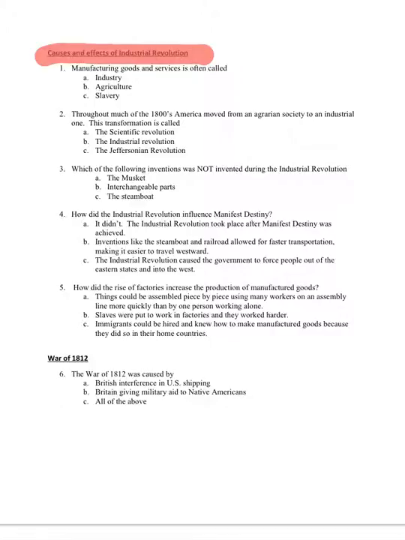Number 5, how did the rise of factories increase the production of manufactured goods? A, things could be assembled piece by piece using many workers on an assembly line more quickly than by one person working alone. B, slaves were put to work in factories and they worked harder. C, immigrants could be hired and knew how to make manufactured goods because they did so in their home countries.